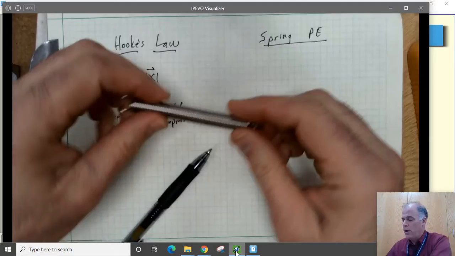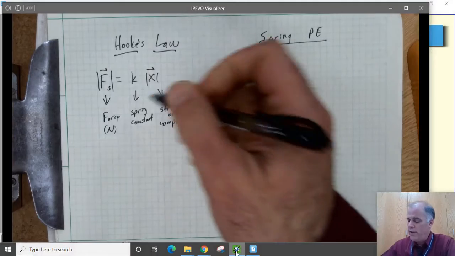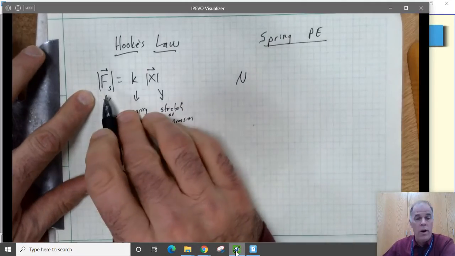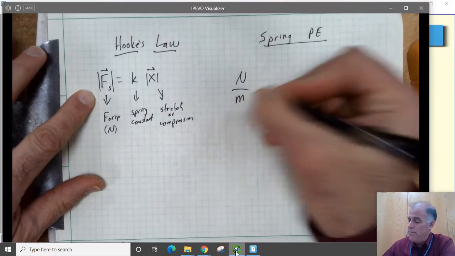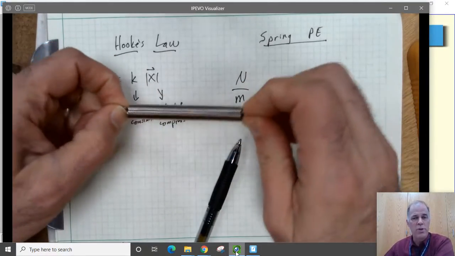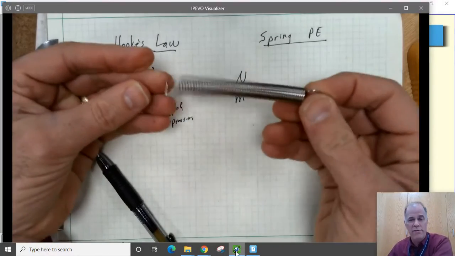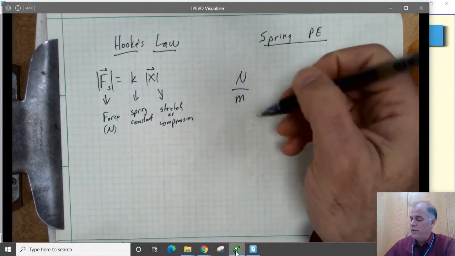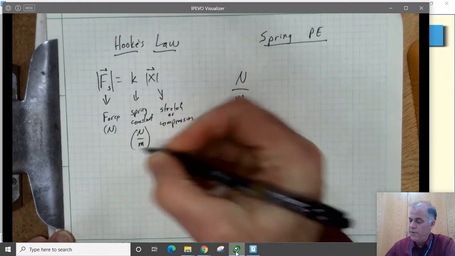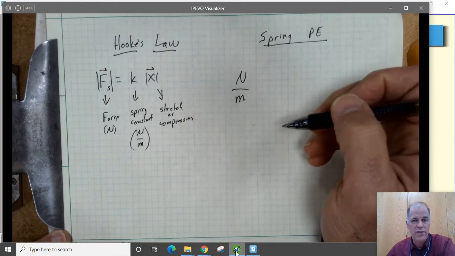Okay, so as we observe, the farther I stretch this spring, the more force it exerts. So we could express that as so many newtons of force for however many meters of stretch. The more meters of stretch, the more newtons of force that it exerts. And the spring constant is the description of this spring, which tells us how strong it is. Basically, it is in newtons per meter. The spring constant is how many newtons of force you get for every meter of stretch in the spring itself.